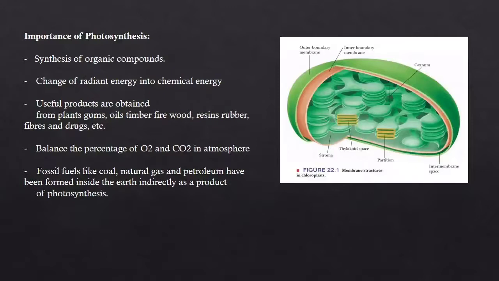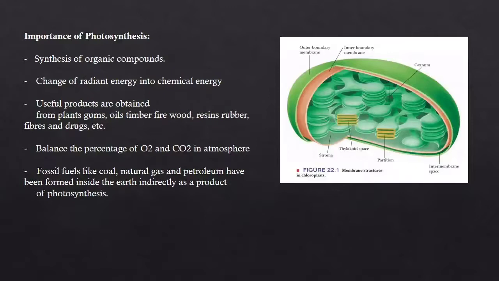Sunlight is necessary for photosynthesis, obviously. Thus the sun is the ultimate source of energy for all living organisms. So what is the importance of photosynthesis? Synthesis of organic compounds, and change of radiant energy into chemical energy. Useful products are obtained from plants, like gums, oils, etc. They maintain the balance of oxygen and carbon dioxide in the atmosphere. Fossil fuels like coal, natural gas, and petroleum have been formed inside the earth indirectly as a product of photosynthesis. Okay, so let's move to the next topic.